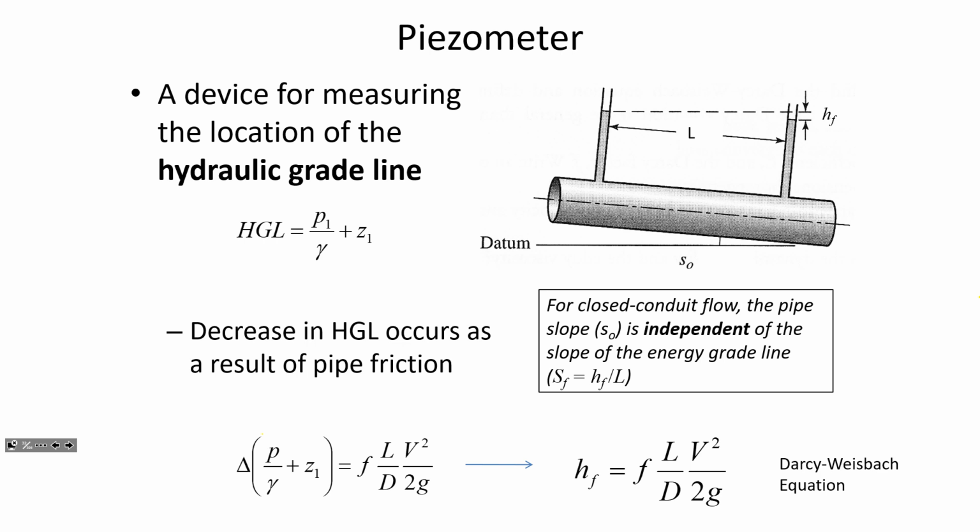The two are independent. The S of F can be downhill and the pipe could be uphill, like the example we just looked at. Here, this pipe is downhill. The water's flowing downhill, but it's going to be a different slope than the physical slope of the pipe. The slope of the energy grade line doesn't have to be the same slope as the pipe slope.